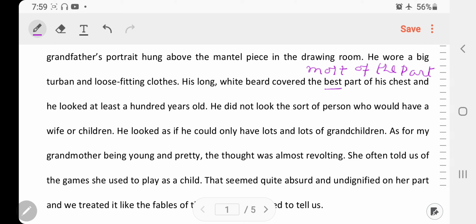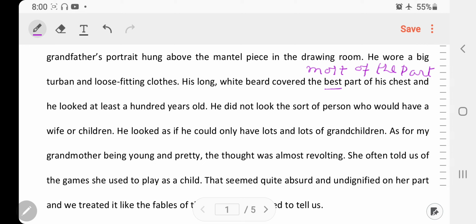See the sentence, what he says. When I look at the photo of my grandfather, it is very hard to believe that he can have only a wife and some children, but he is so old that we can imagine, or at least the writer can imagine, that he has lots and lots of grandchildren.